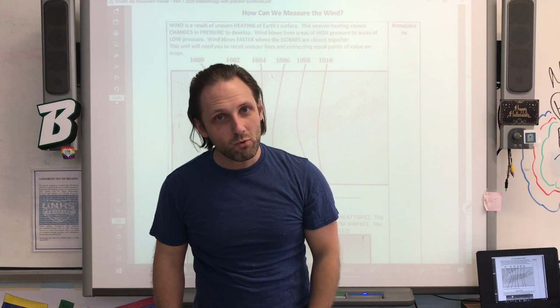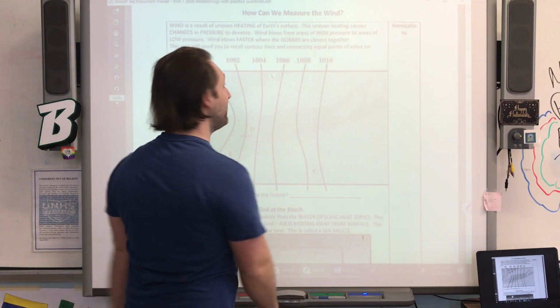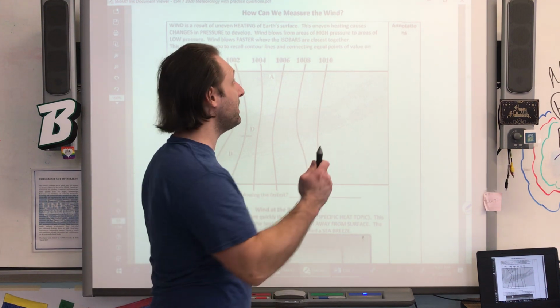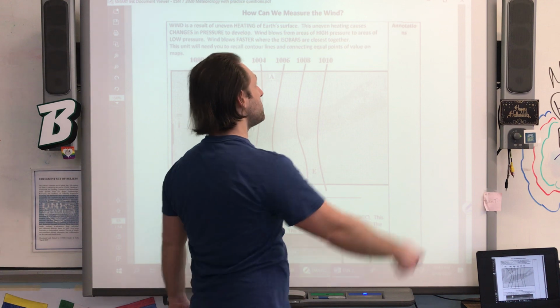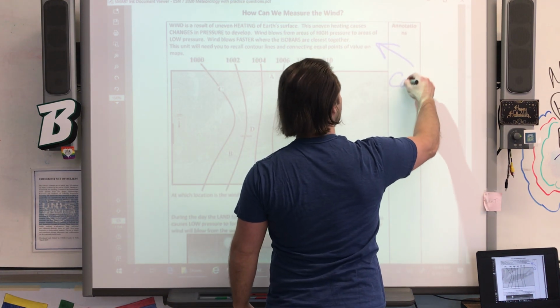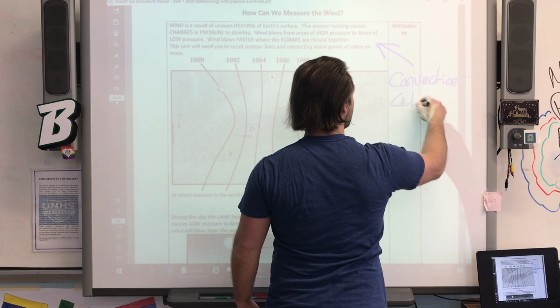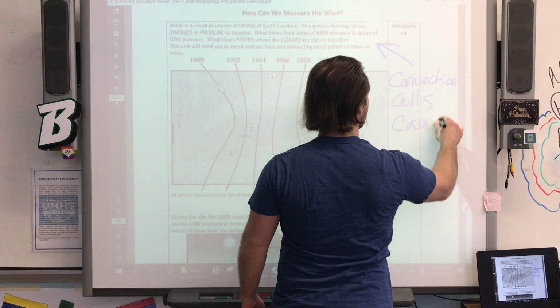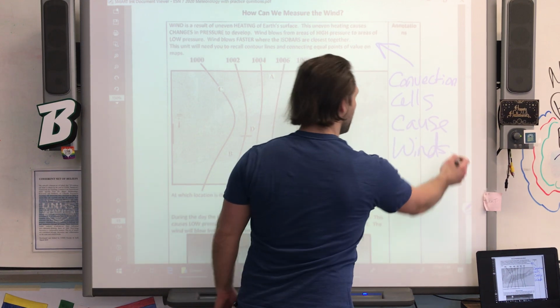Do you remember what that's called? I think I do. It's called convection. We have been talking about convection for months. So in this case, this uneven heating, convection cells cause wind.